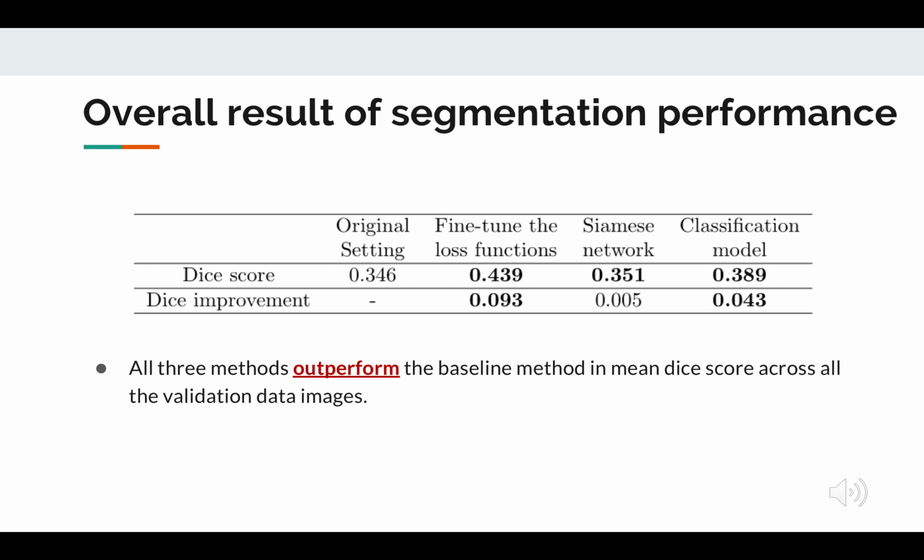Here is the overall result for segmentation performance. As we can see, all three methods outperform the baseline method in mean Dice score across all the validation data images. Now, we will go into details to talk about the results.